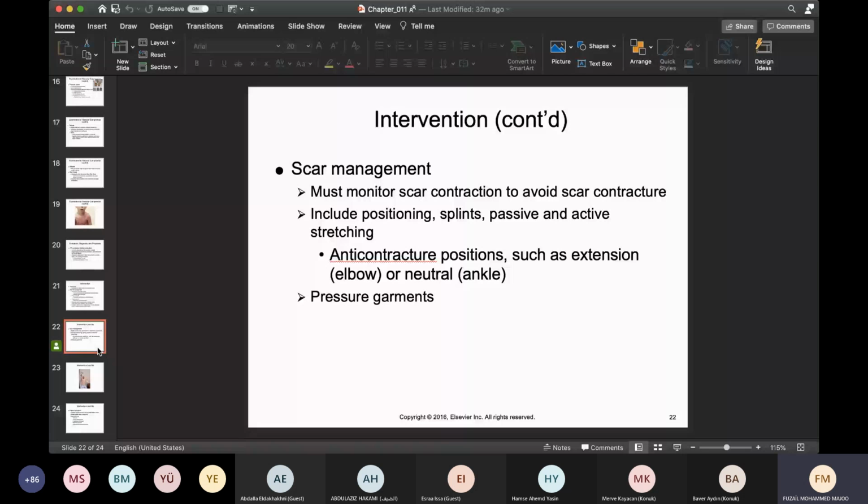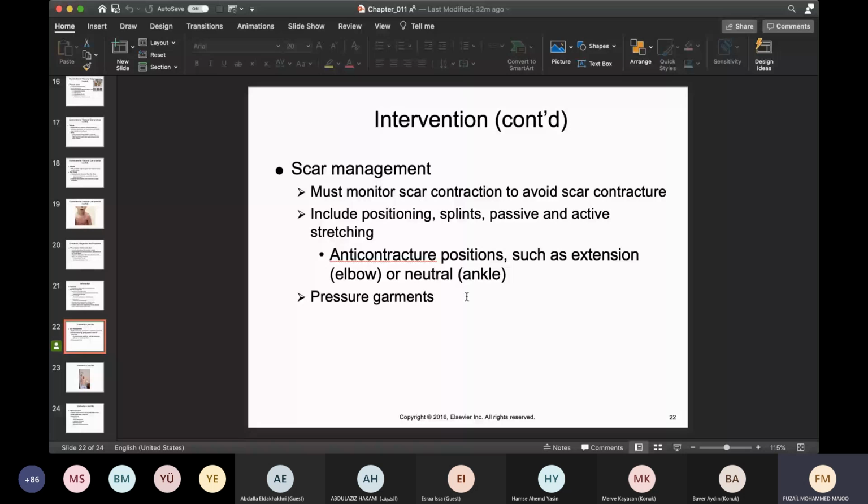All right. So now scar management. Scar management, you have to monitor the scar contractions in order to avoid scar contracture. All right, you can't let it get widened. This is what you have to do. And again, this is also why you have to be careful in terms of the stretching, okay? Passive and active stretching. So splinting is very important, positioning is important. So anti-contracture positions, such as extension for the elbows or neutral in the ankles, are going to help. Again, the use of pressure garments also helps.